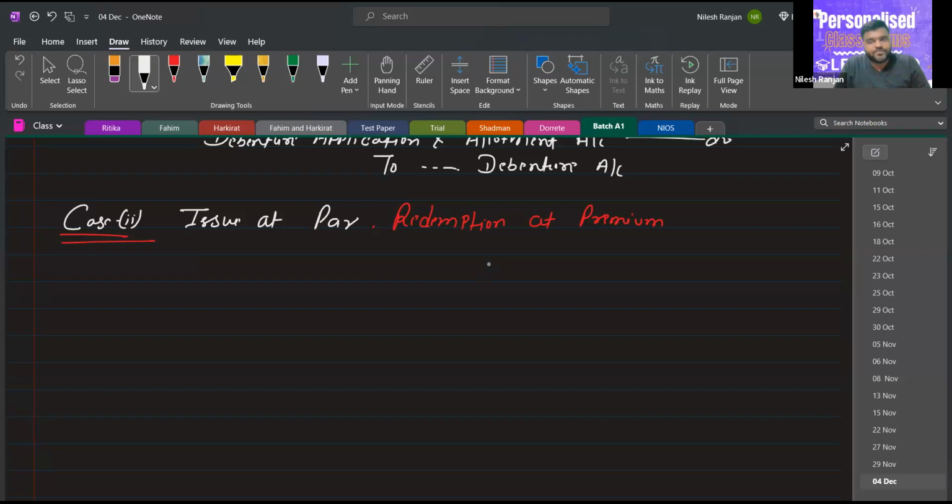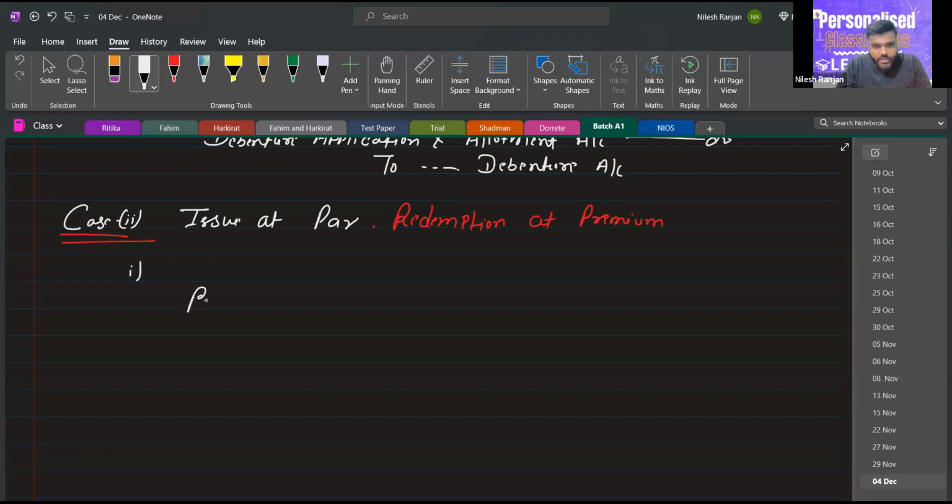Sir, it is profit. Okay. Issue is at par, so there is no profit or loss at the time of issue. But redemption at premium means we are giving more money back. So instead of 100 rupees, let's say we are giving 105 rupees. So this is a loss for the company.